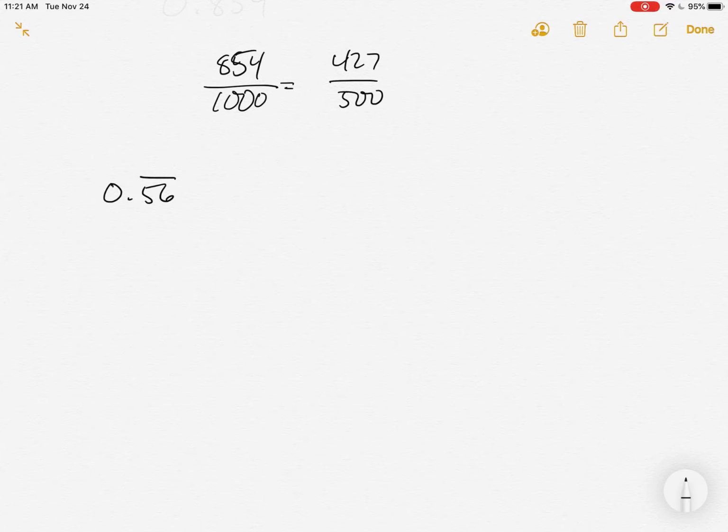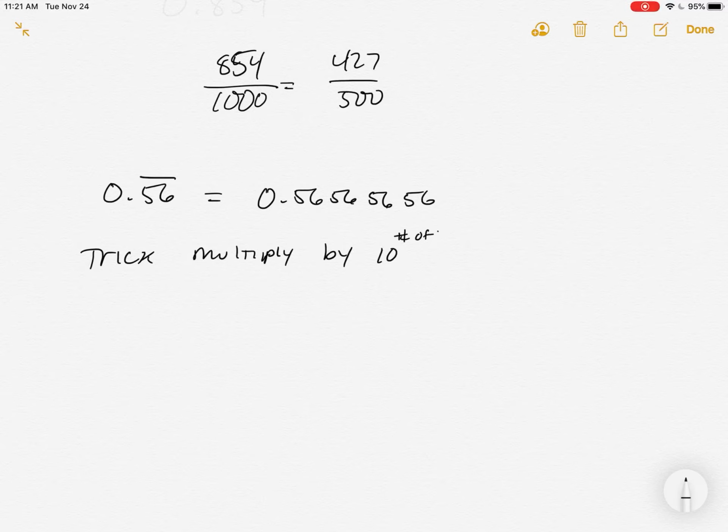0.56 repeating. So remember what this is. This is 0.565656, and they want us to accomplish the same thing. Write it as a fraction. Well, there's a trick. The trick is to multiply by 10 raised to the number of repeating numbers. Okay, so in this case, 56, a 5 and a 6, is repeating, so we're going to multiply by 10 to the second power, which is 100.